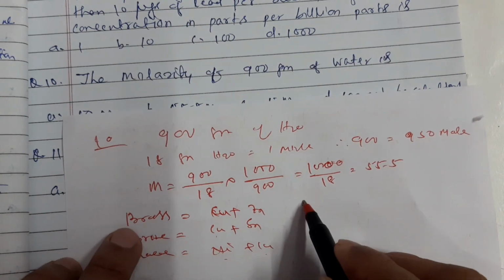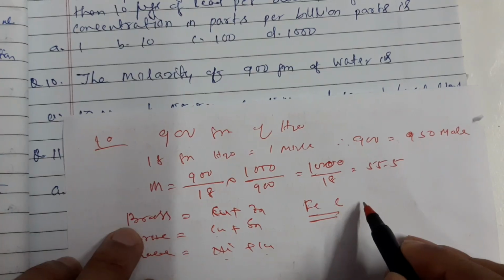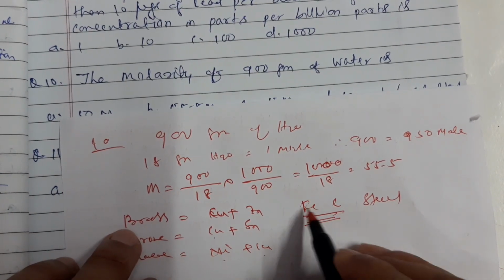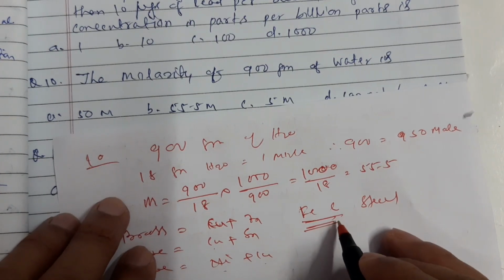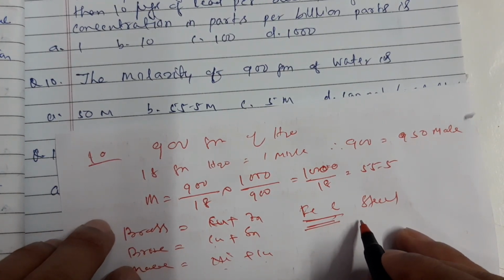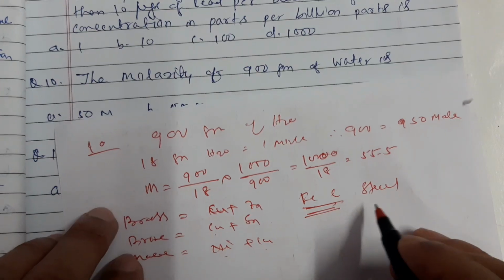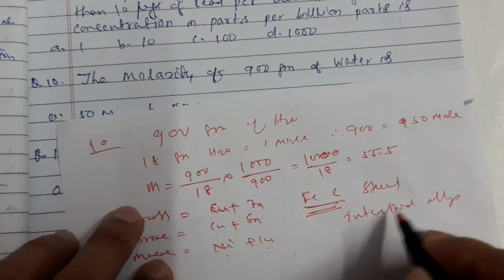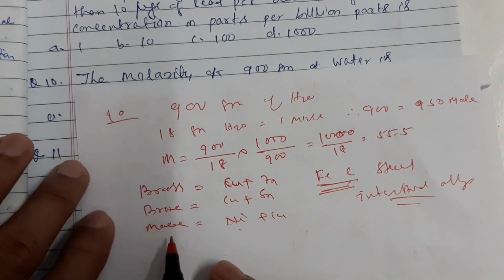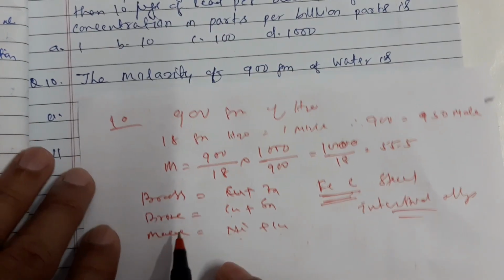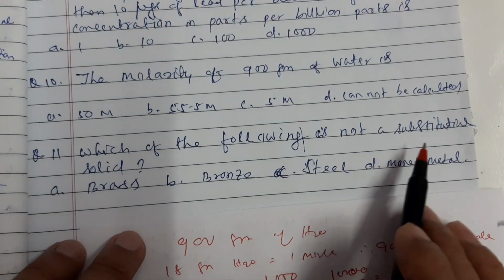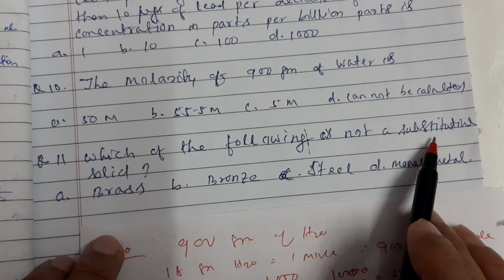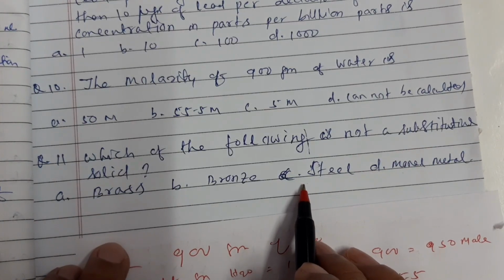Whereas in case of iron and carbon, that is steel, okay, these sizes are not suitable. So it is an interstitial site. Okay, steel is an interstitial alloy, whereas brass, bronze and monel metal are your substitutional solids. Okay, so which of the following is not a substitutional solid means your steel. So choice C is the correct answer.